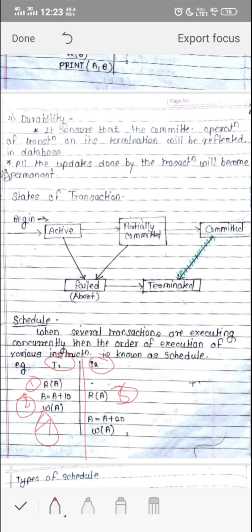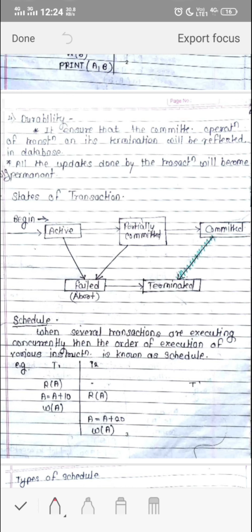In the previous examples, the schedules we have seen had only one transaction, or those transactions were serial in nature. But here the scenario is different. Here I have two transactions executing at the same time in a parallel way, right? That's why they are called a schedule. So when several transactions are executing concurrently or in parallel, the order of execution of various instructions is called a schedule.